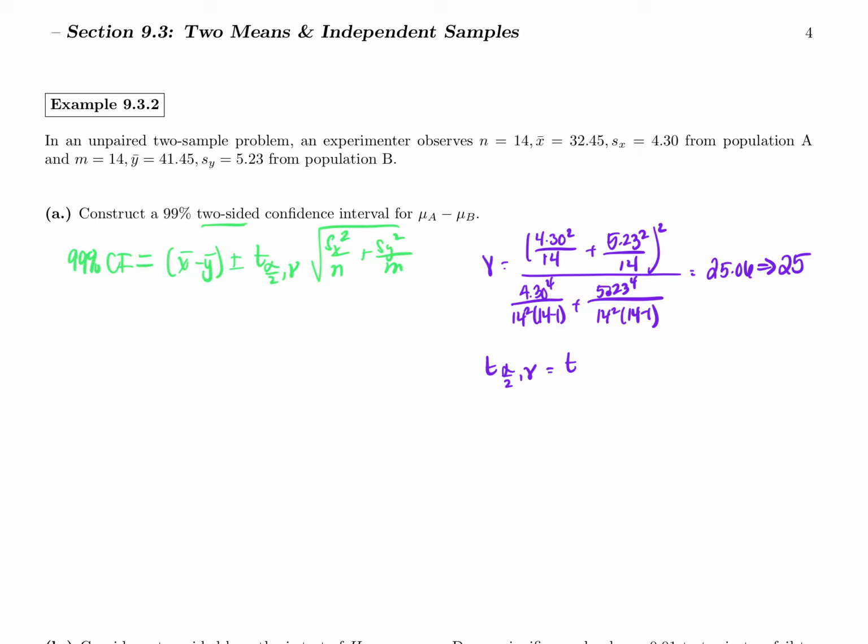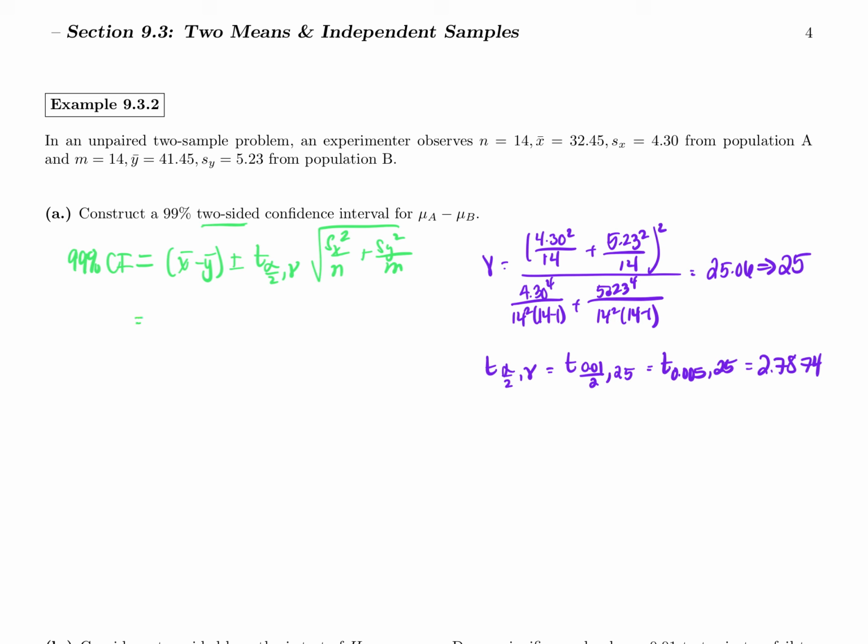The other thing we need to know is what t sub alpha over 2 comma nu is here. That would be t sub 0.01 over 2 comma 25, or t sub 0.005 comma 25. And when we do that, we end up with 2.7874. And now we just have to plug stuff in.